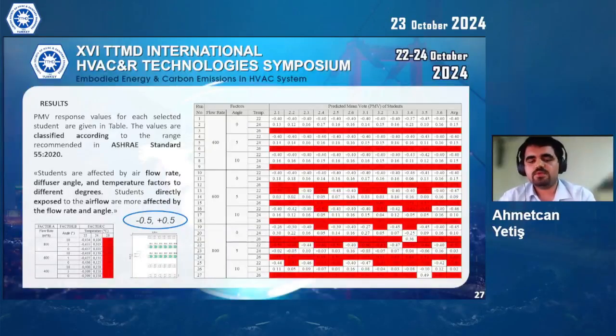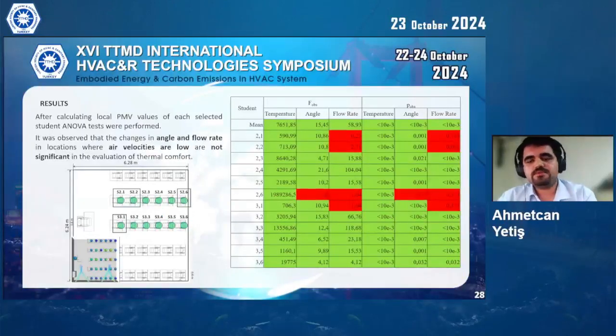Students are affected by flow rate, diffuser angle, and temperature factors to different degrees. So a detailed investigation is important to determine the effectiveness of the ventilation system. With the PMV responses obtained from the selected student group, ANOVA tests were conducted separately this time, while for students 2.1, 2.2, and 3.1, flow rate is seen as non-significant. And for student 2.6, both flow rate and angle are not significant parameters for providing thermal comfort. For the rest of the selected group, all parameters are significant and temperature has appeared as a significant factor in all scenarios.